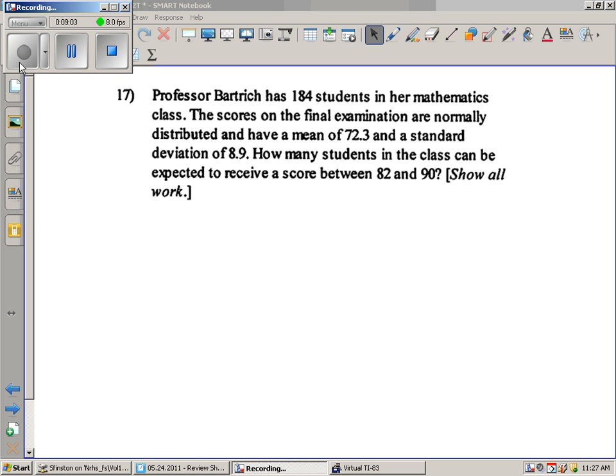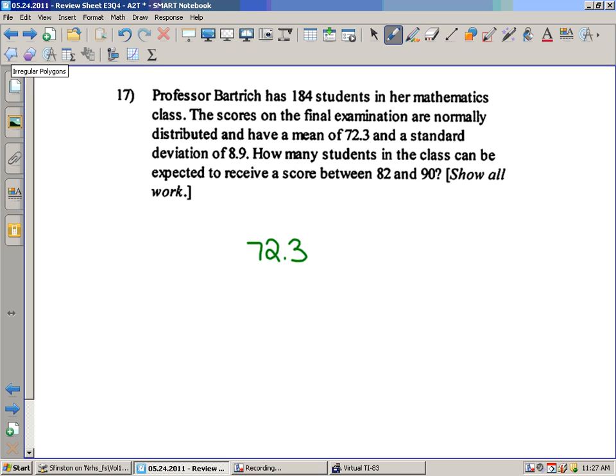So Professor Bartrich says she's got 184 students in her math class. This is something that you haven't done before, but it's not too bad. The scores on the final examination are normally distributed and have a mean of 72.3. 72.3 is the mean, goes right in the middle there, and a standard deviation of 8.9. How many students in the class can be expected to receive a score between 82 and 90?